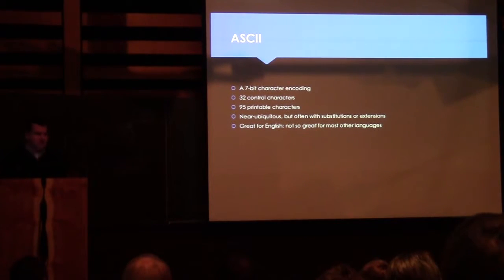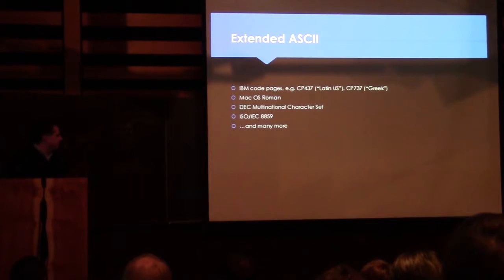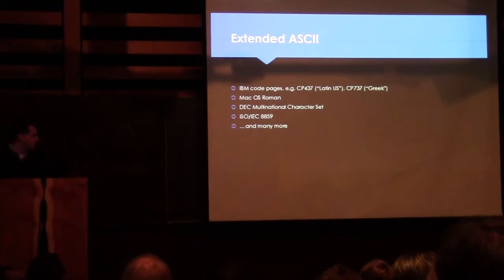And so what ended up happening is different groups started extending ASCII. So for example, IBM had code pages for their various systems. Mac OS had an 8-bit extended ASCII encoding. DEC had one. ISO standardized a number of them. We'll look at one of them. But there's a ton of these.